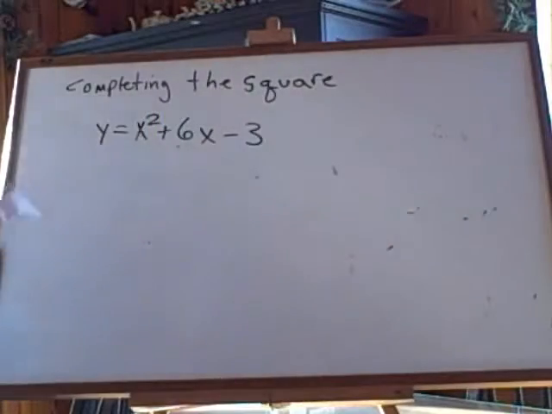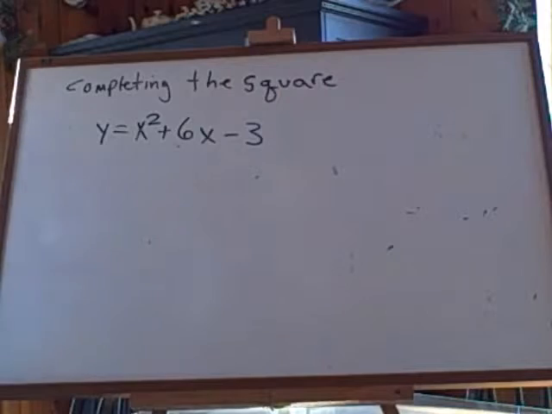Good to go? All right. So here we are completing the square. We're going to take this general form and we're going to convert it into vertex form.